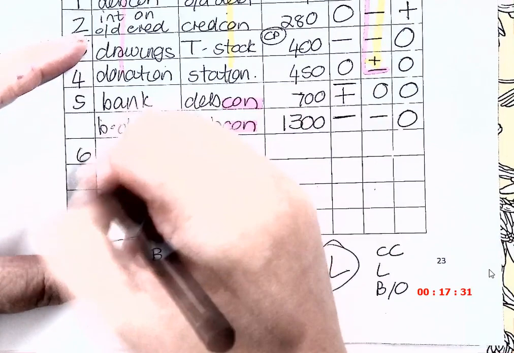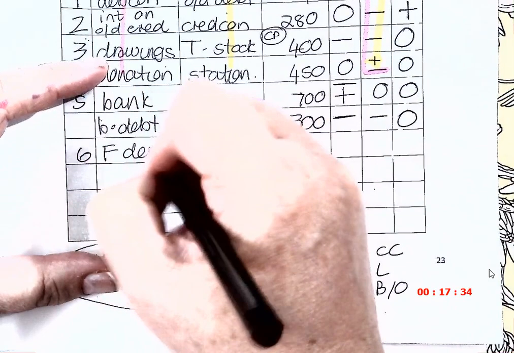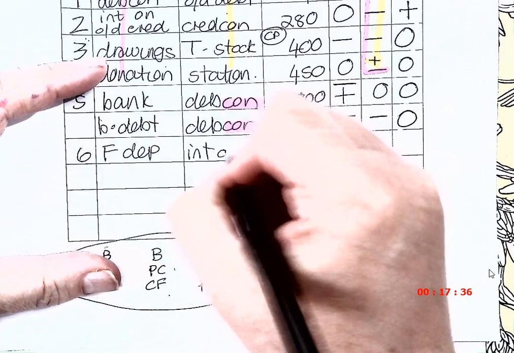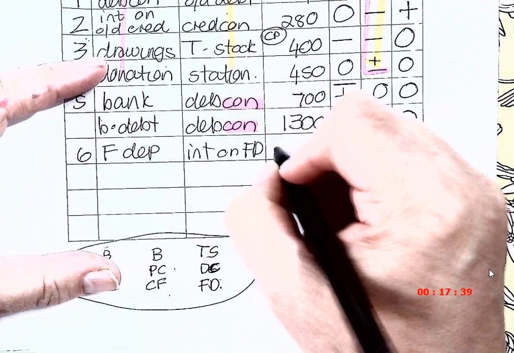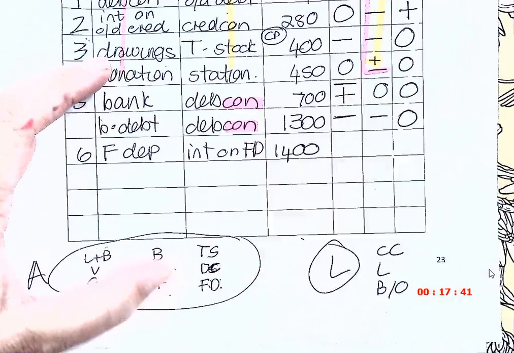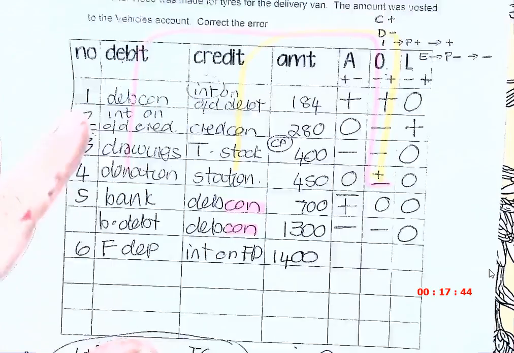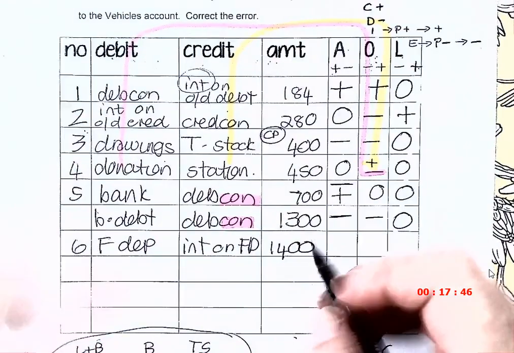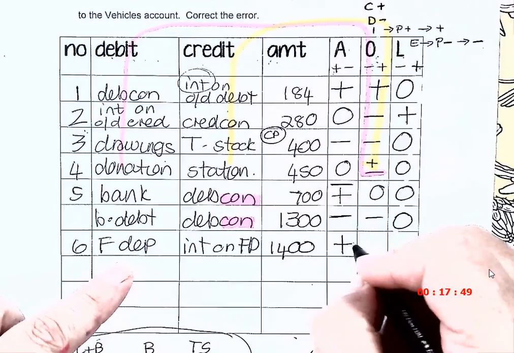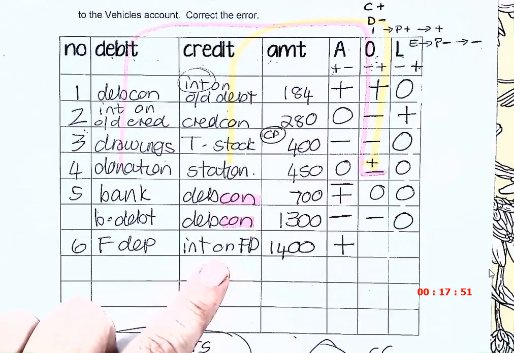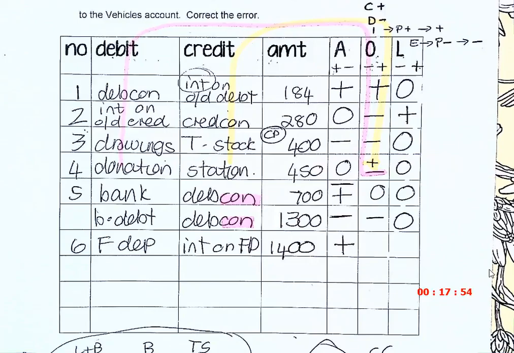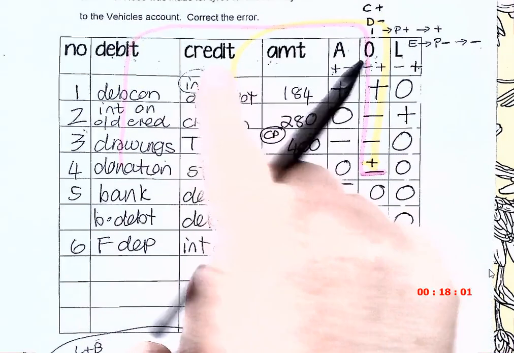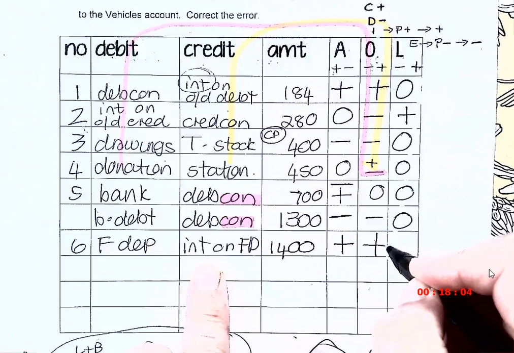I say AOL: debit fixed deposit, credit interest on fixed deposit, 1,400. Now, fixed deposit is an asset, the asset plus on the debit side. Interest is our owner's equity. You can remember this: interest is always our owner's equity. Always. So interest is credit, so owner's equity plus. Nothing happens there.